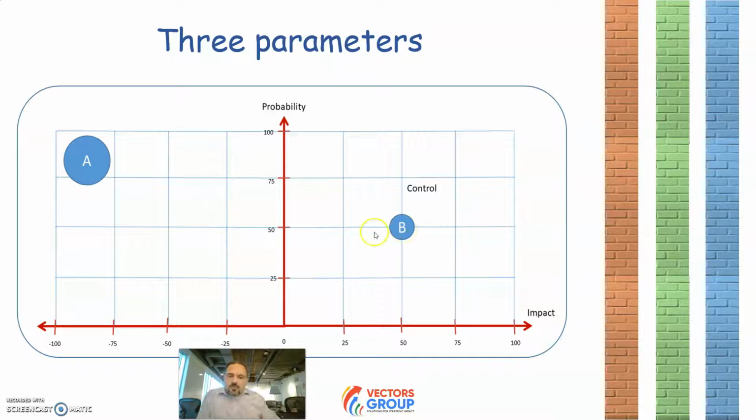Let's spend a little bit more time in understanding what A and B mean. So A, very high probability, almost 90% or 80%. And if it happens, if it occurs, then the impact is very, very negative, very high negative. Again, around 80 or 90. And the size of the circle indicates how much control we have. This is something we can definitely control.